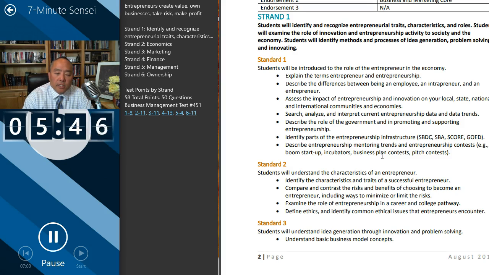Standard 2, you should understand the characteristics of an entrepreneur. So entrepreneurs are individuals that take initiative. They are innovators. They are risk takers. They are generally hard workers. These are some of the characteristics of an entrepreneur.